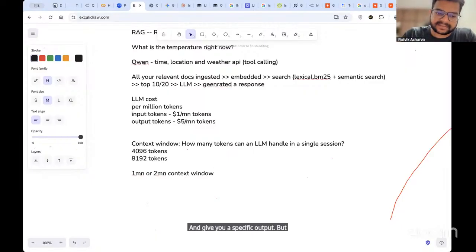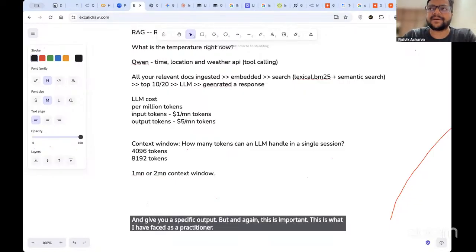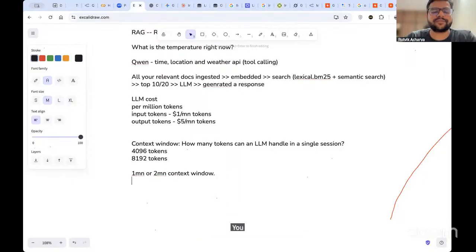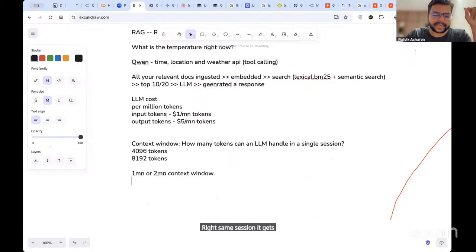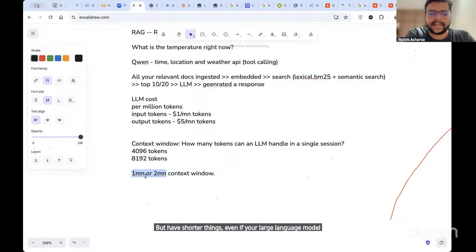But, and again, this is important. This is what I have faced as a practitioner, but there is enough research around that you don't want to stuff the large language model with as much information as possible, right? Open a new chat window so that it is fresh. Because if you keep on talking to the same window, same session, it gets contaminated. The performance gets lost. So it's always a good idea to have short things. Multiple calls is fine, but have shorter things, even if your large language model can theoretically have 1 million or even 2 million tokens as the context window. Clear? Any questions around it? Please let me know.